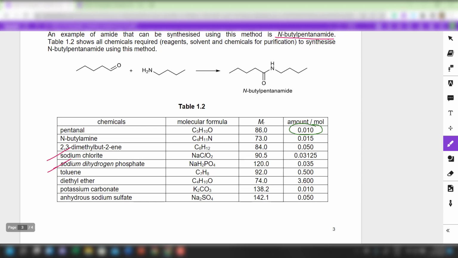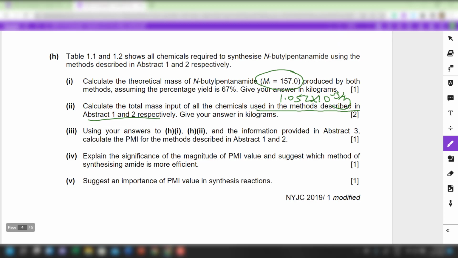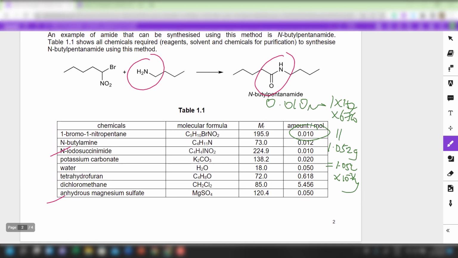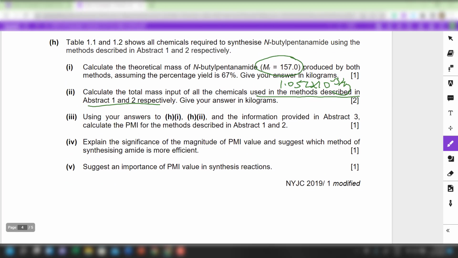You are just required to calculate the total mass inputs of all the chemicals used. So if you take a look at all the chemicals used, it includes the solvents. You have to include water and THF for this as well, so do remember to include those. I'm just going to give you the answers so that you can check.